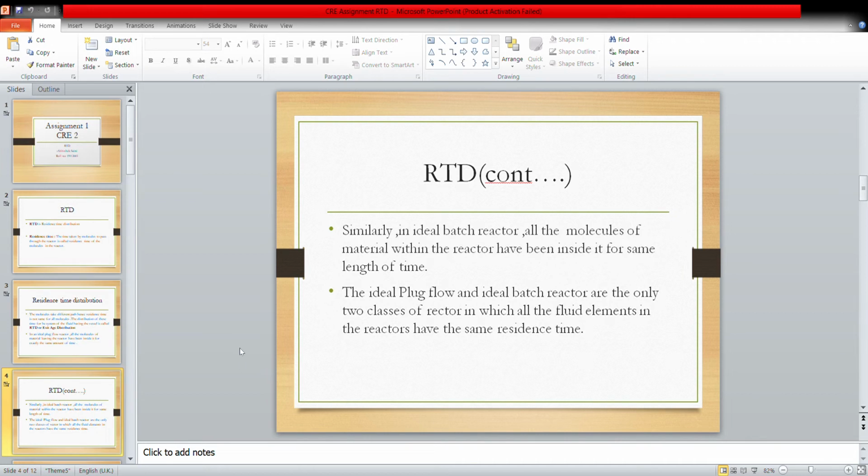So the ideal plug flow and the ideal batch reactor are the only two classes of reactor in which all the fluid elements in the reactor have the same residence time. These are the only two classes of reactor, the ideal PFR and the ideal batch reactor, where each and every fluid element in the reactor has the same residence time.